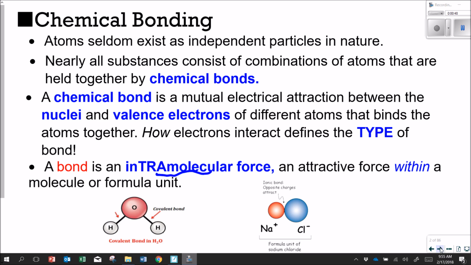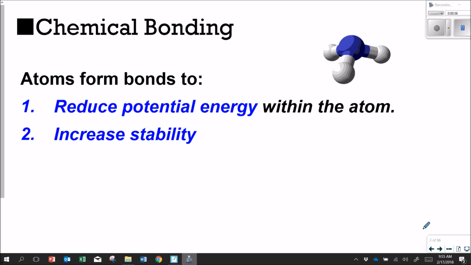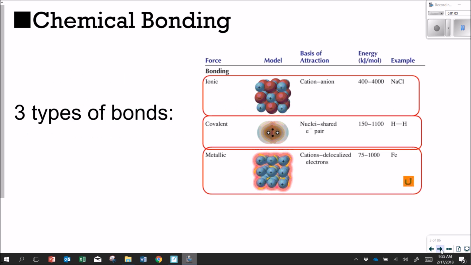A bond is an intramolecular force, which is an attractive force within a molecule or a formula unit. Remember also that atoms bond to reduce their potential energy and to increase their stability. We are going to look at 3 types of bonds. We are going to look at ionic bonds, covalent bonds, and metallic bonds.